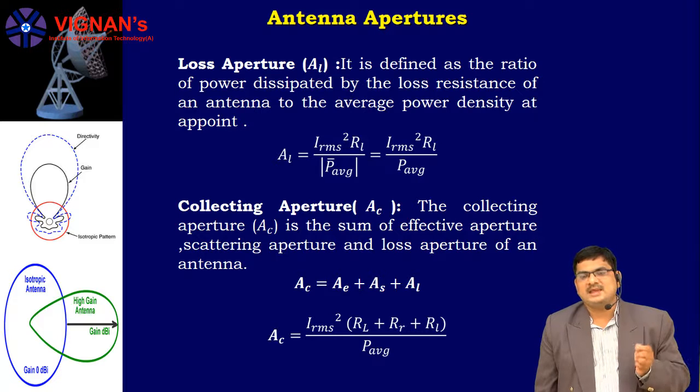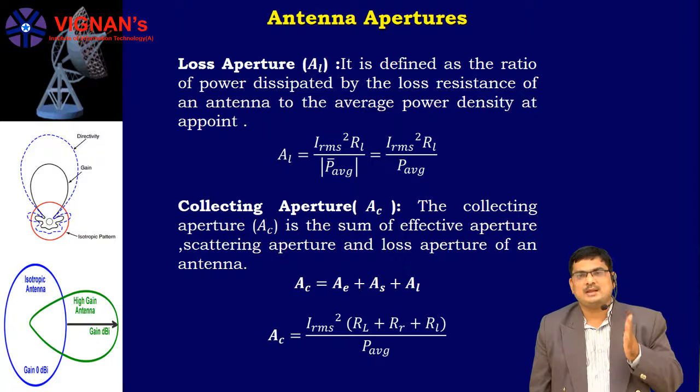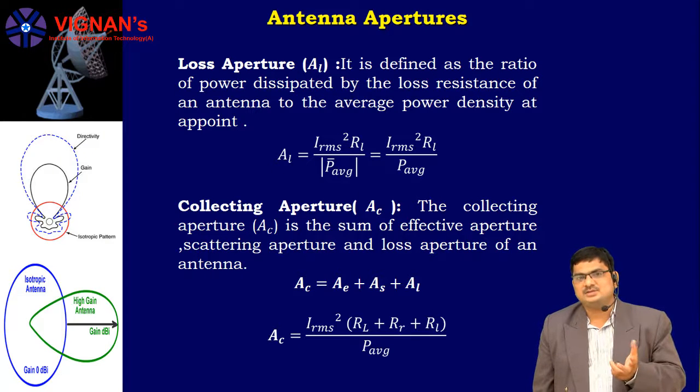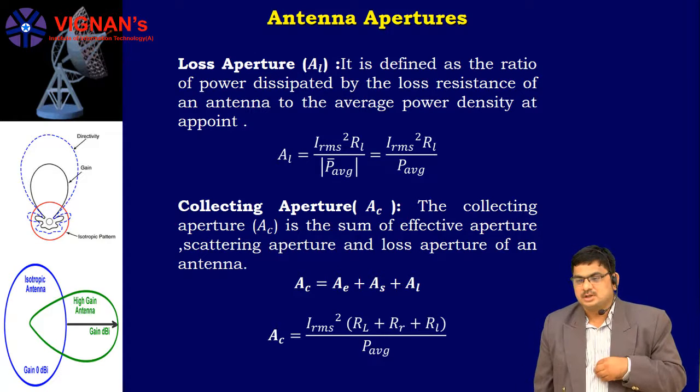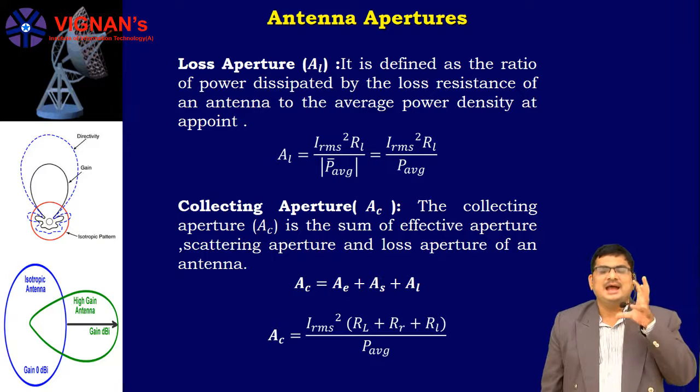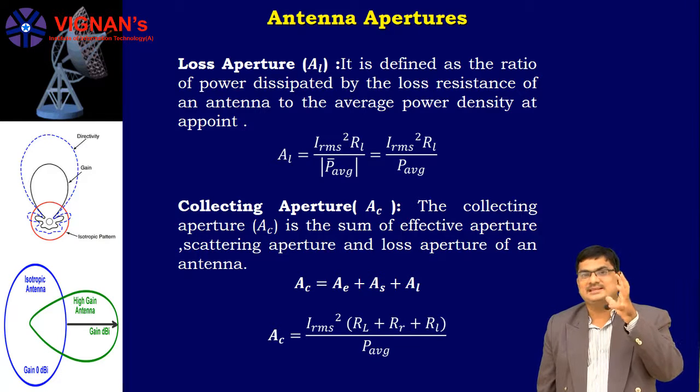If you take the common factor I square RMS by P average, then it is multiplied by RL plus RR plus R small l. The last parameter is the physical aperture. This deals with the actual size of your antenna.